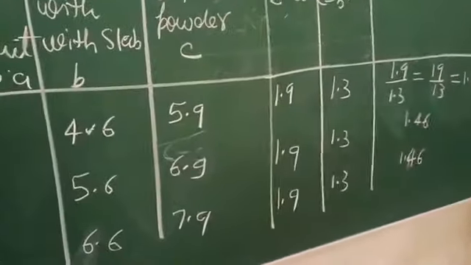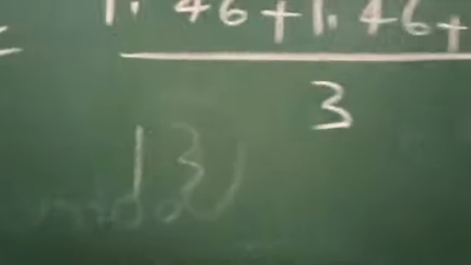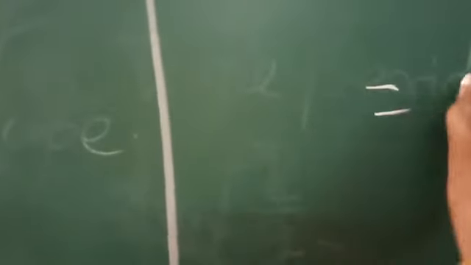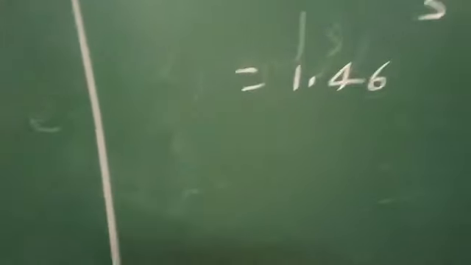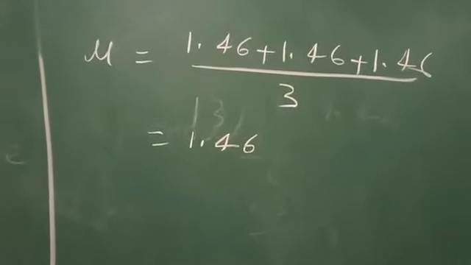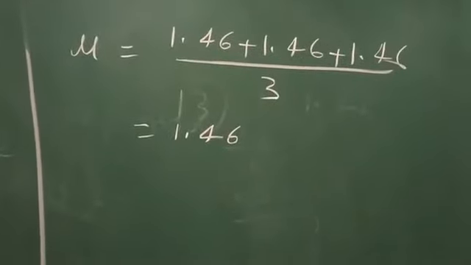Okay, now we will find out the mean position. Mean position is sum of all observations upon total number of observations, and mu is equal to 1.46 plus 1.46 plus 1.46 divided by 3. That is 1.46. This is the final value. This is the final value of the refractive index. So 1.46 is your value.